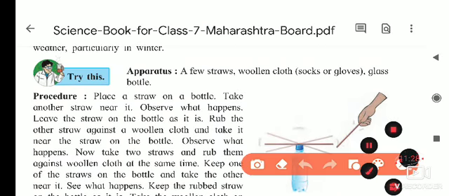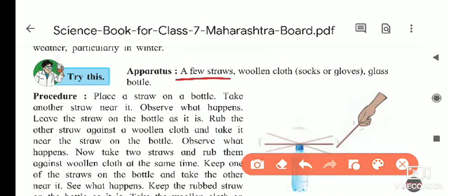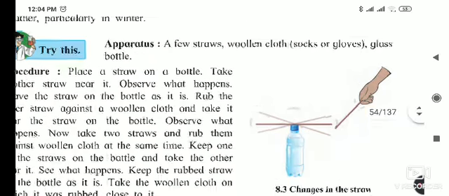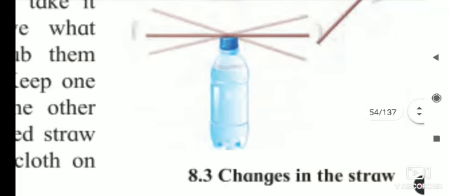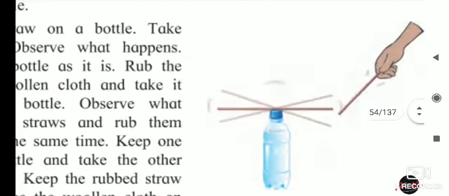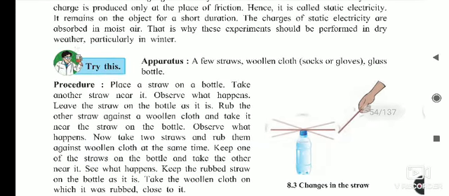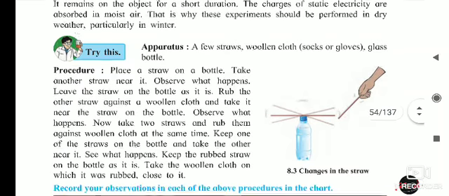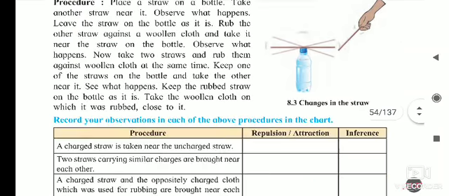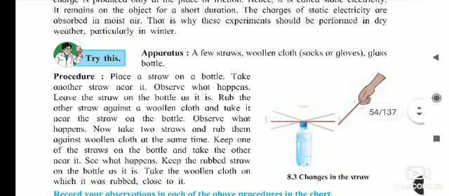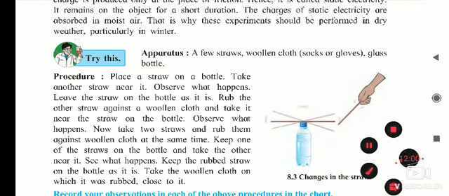Apparatus: we have to take a few straws, woolen cloth, socks or gloves, and a glass bottle. First of all, if you see here in the picture, the bottle is there. On that bottle the straws are attached, and one straw they are taking near the other. Then what happens? The straws are moving. So we will see what procedure is given, and then we will discuss it.